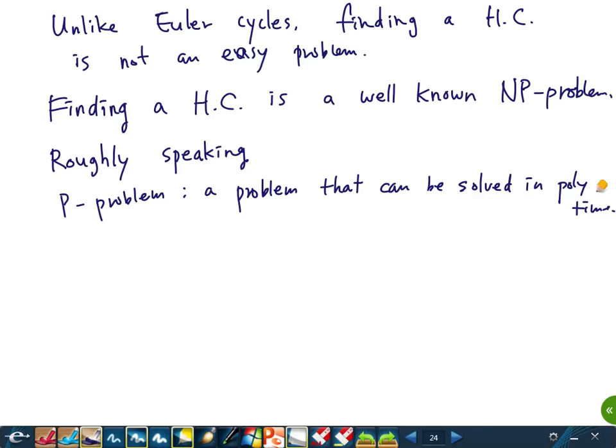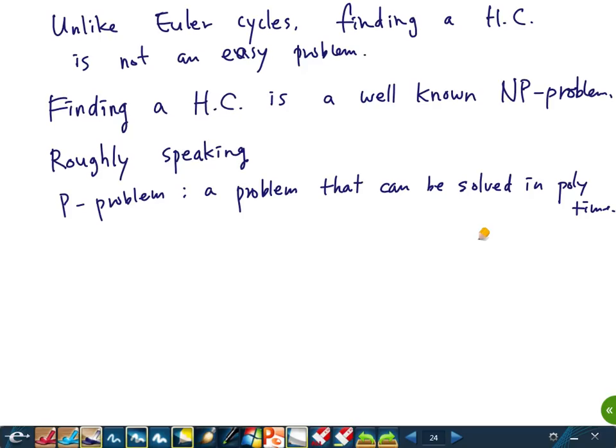But if you can solve this in polynomial time in n, that means if the input size is n, then you can solve this in n squared time or n cubed, something like that, polynomial in n. So if you can solve this in polynomial time, we think that this is a relatively easy problem, because polynomial is not a big number. Like n squared, of course, n squared grows fast, but compared to an exponential function like 2 to the n, n squared is not a very big number. So we say that this is, in some sense, an easy problem.